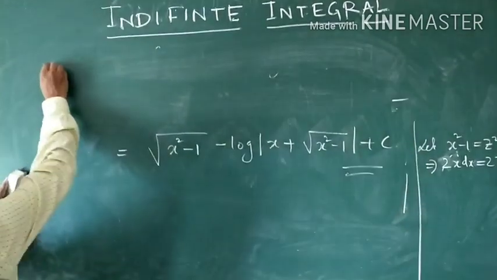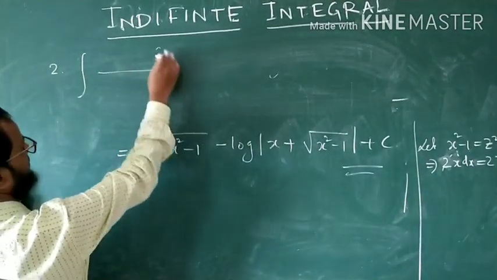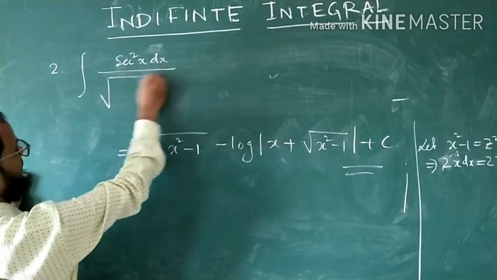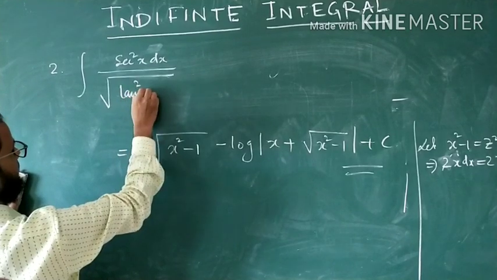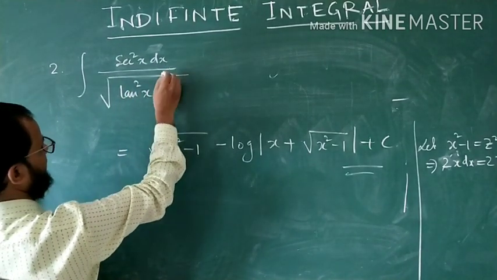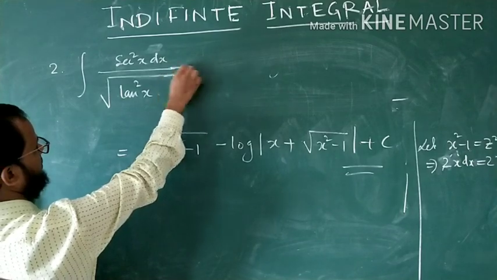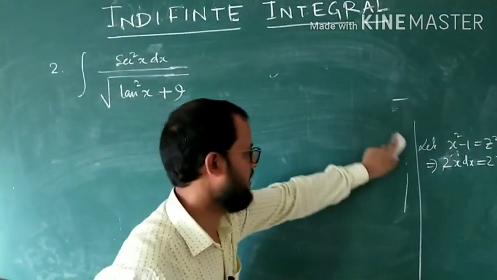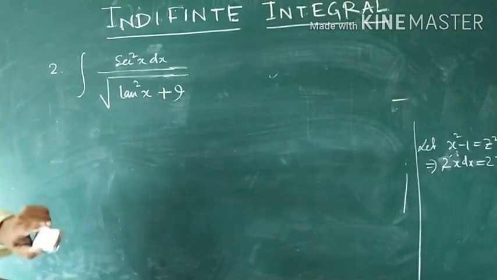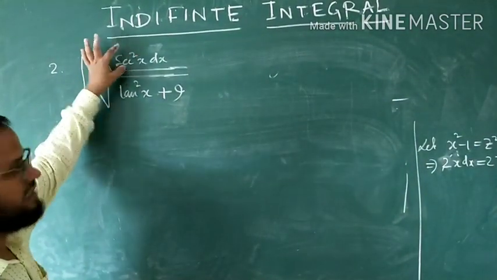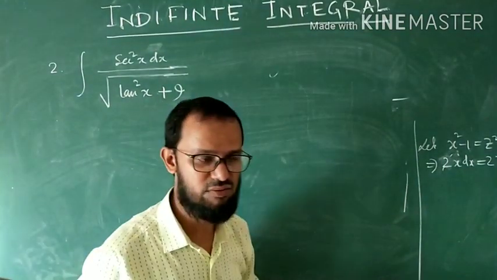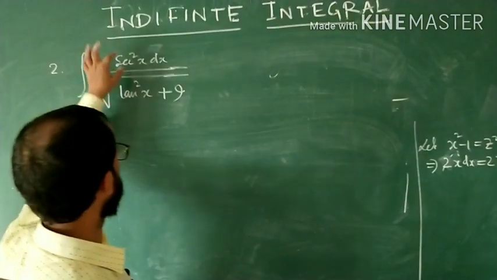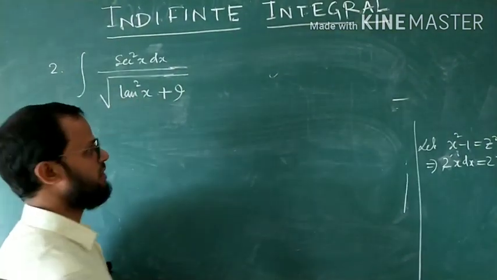The question is number 2, integration sec square x dx by tan square x plus 9. Okay, tan square x plus 9. Understood? You see, whenever sec square x is there, there is a relation between sec square x and tan x. d/dx of tan x is equal to what? Sec square x. So sec square x है तो आप substitution automatically दिमाग में आना चाहिए.